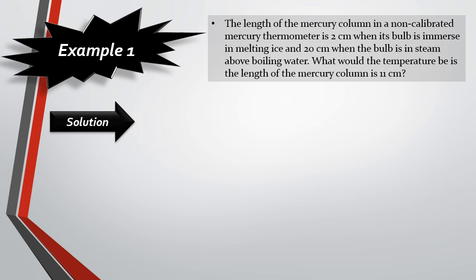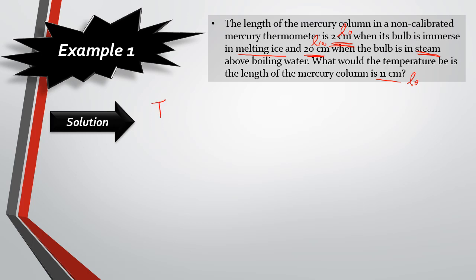First thing, you need to list down all the information given by the question. 2 cm is L0, because the question states it is at melting ice. The 20 cm is L100, because it is in steam. The question also provides the length of the mercury column, which is L theta. So we can solve it.